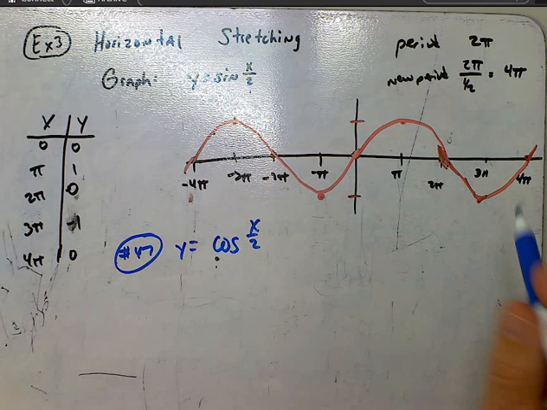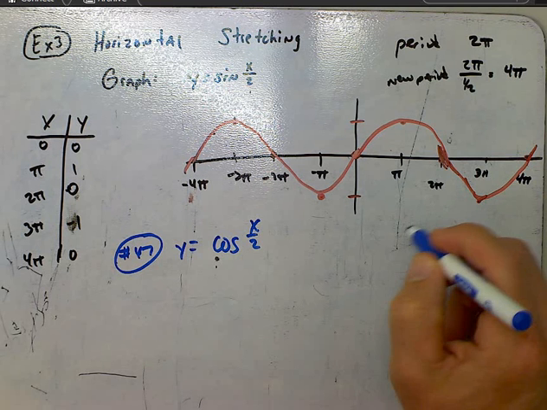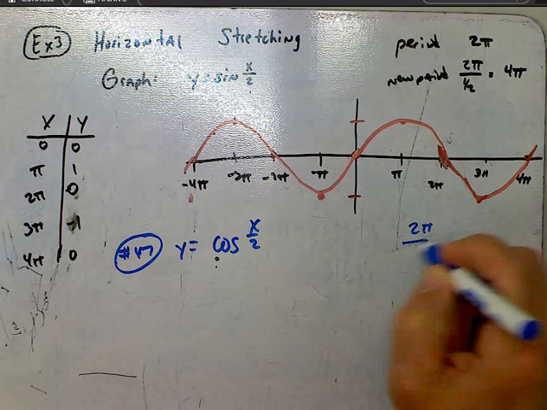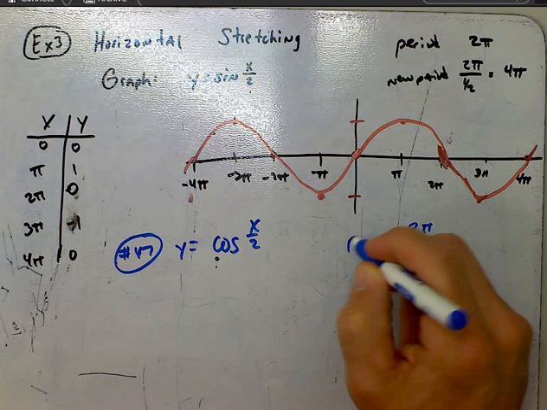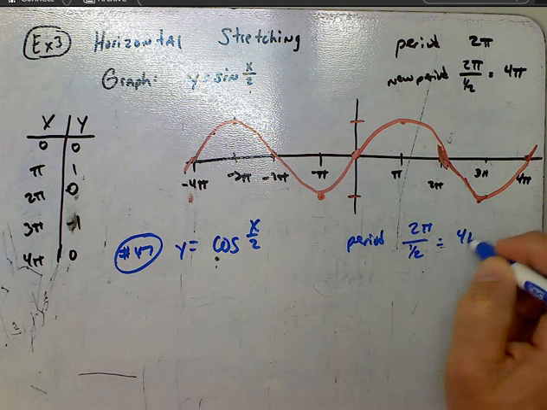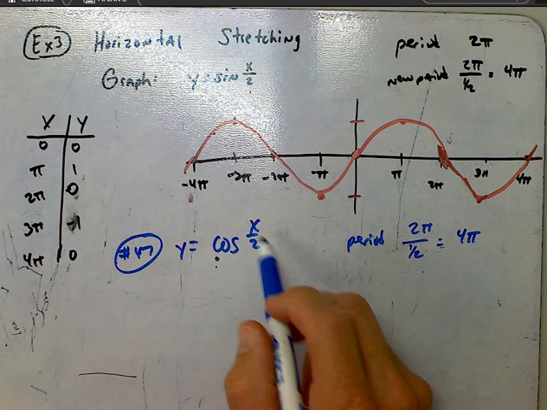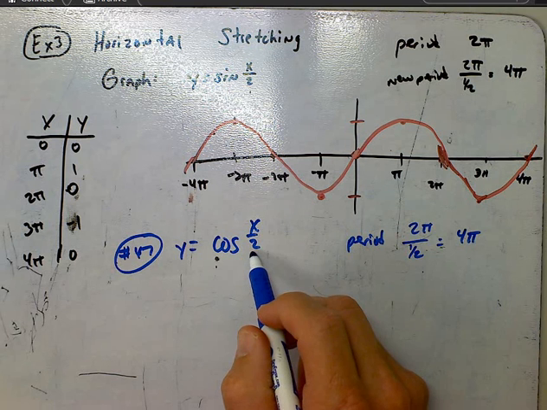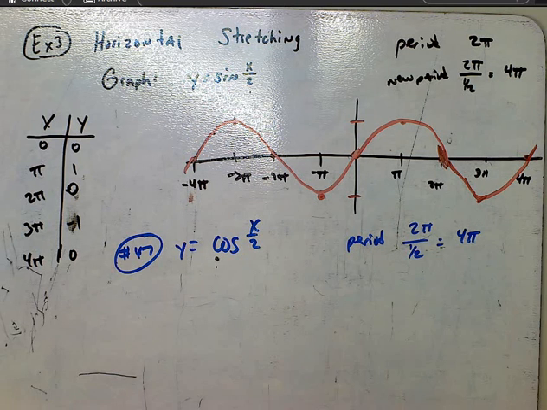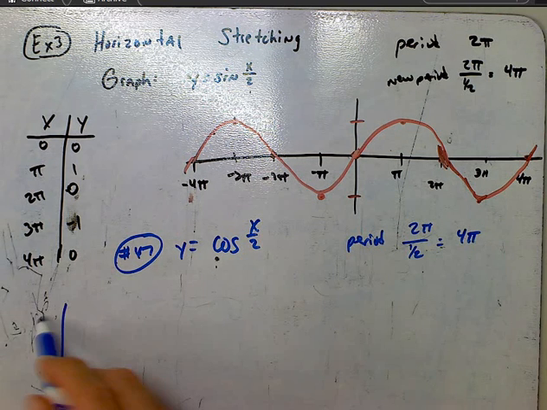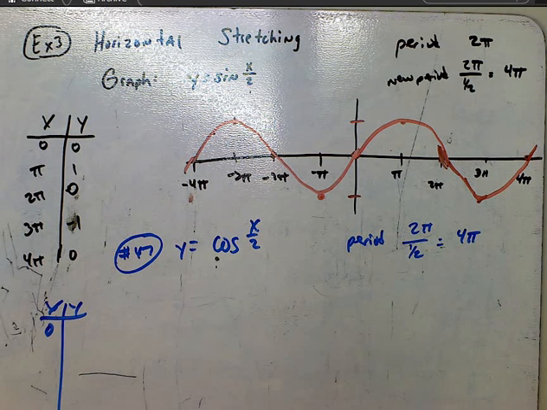The normal period is 2 pi, so I have to divide that by 1/2. And so the period is going to be 4 pi. We divide by the coefficient of x, and this coefficient here is 1/2. And so that means 0 to 4 pi, 2 pi, pi, 3 pi.